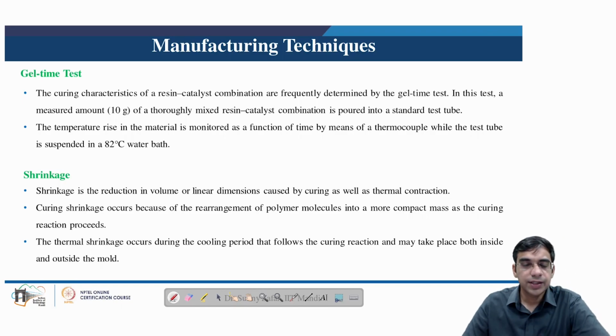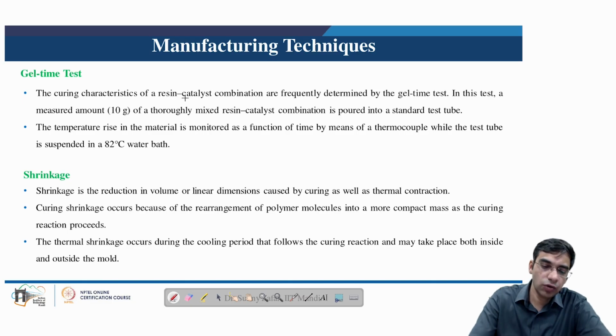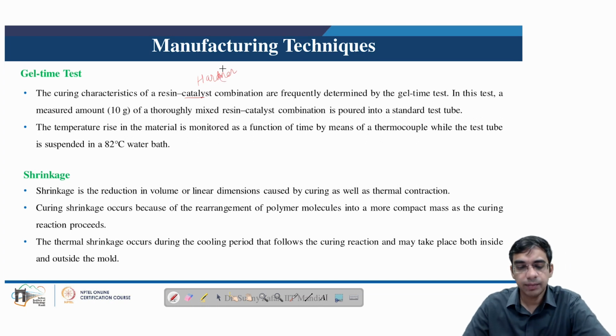Next factor is the gel time test. The gel time test is basically the curing characteristic of resin and catalyst. This catalyst is often referred to as a hardener in scientific literature, and this hardener is combined with the resin in a specific ratio, and this is frequently determined by the gel time test.